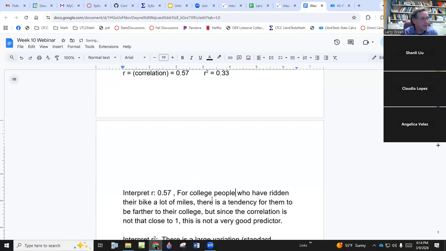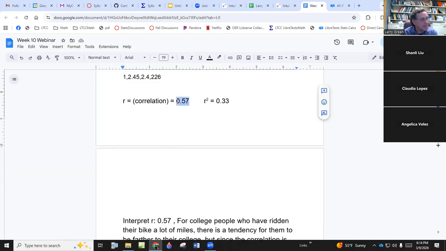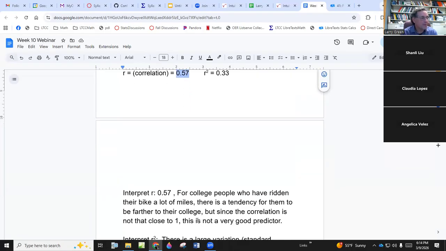For college people who have ridden their bike a lot of miles, there is a tendency for them to be farther from their college. But since the correlation is not that close to 1, it's 0.57 (the highest correlation you can ever have is 1. The lowest you can have is -1. You could also have 0, which they tell you different things), it's not that great a predictor. It's not a very good predictor. Any questions on that idea?